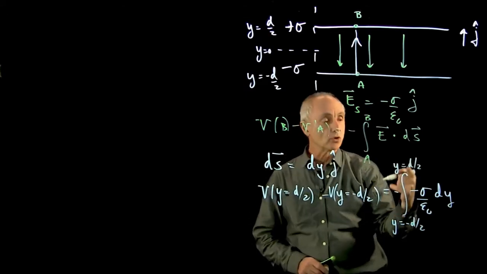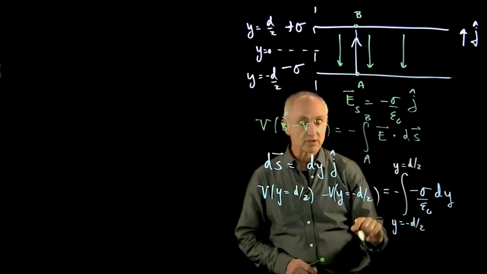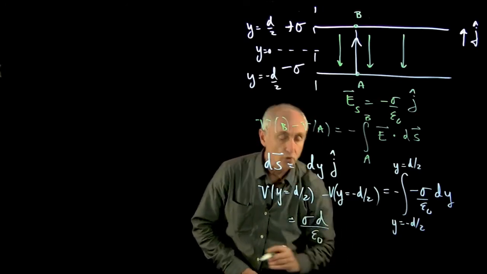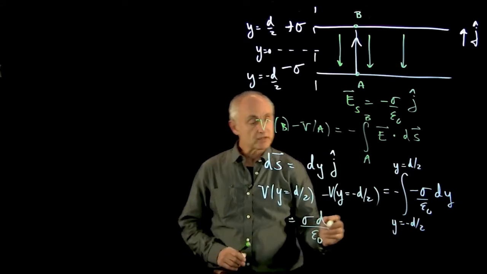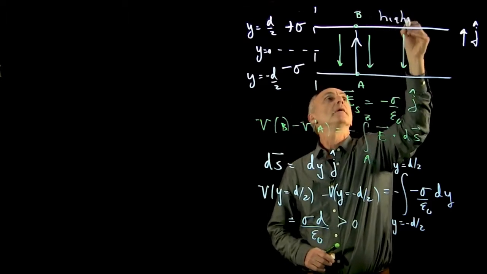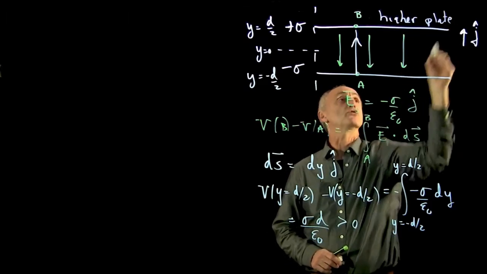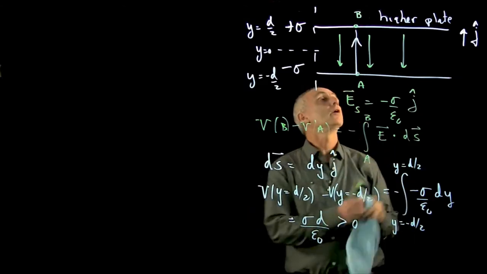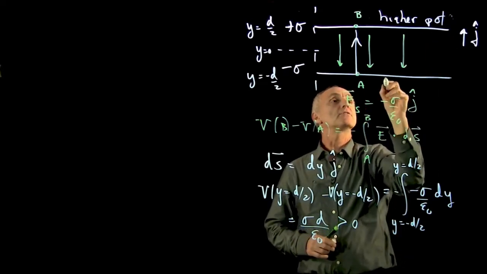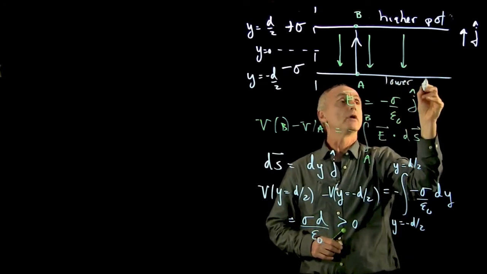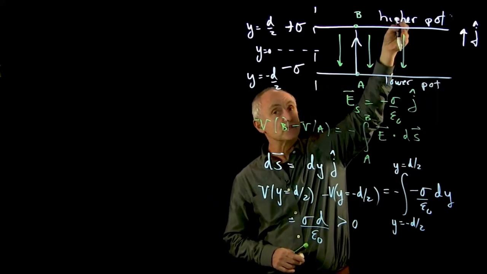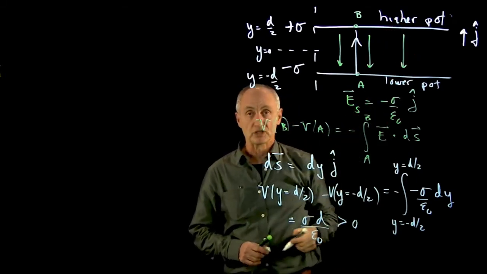And this is a straightforward integral. It's just equal to d. The two minus signs come out, and we get sigma d over epsilon naught. And if you'll notice, this quantity is positive. And that tells us that the upper plate, the positive plate, is at a higher potential. And the lower plate, the negative plate, is at a lower potential. And notice that the electric field in this example is pointing from higher potential to lower potential.